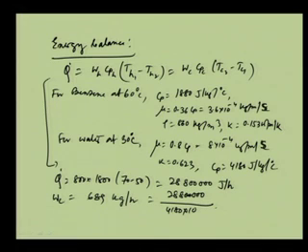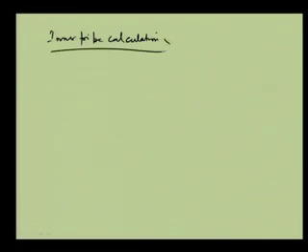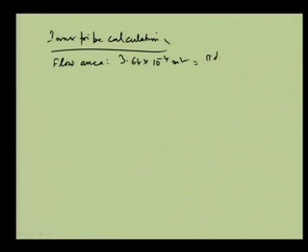Then comes inner pipe calculation. Inner pipe calculation says that flow area is 3.64 into 10 to the power minus 4 meter square. It is equal to pi into dTi square by 4. Then flow rate equal to 689 kg per hour.